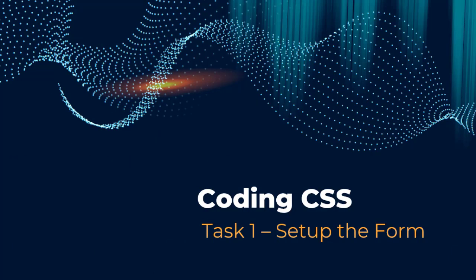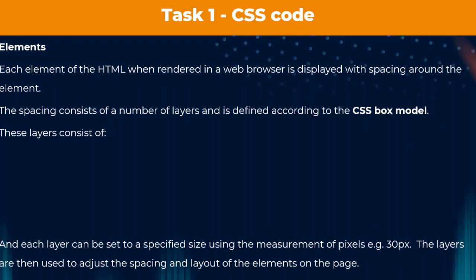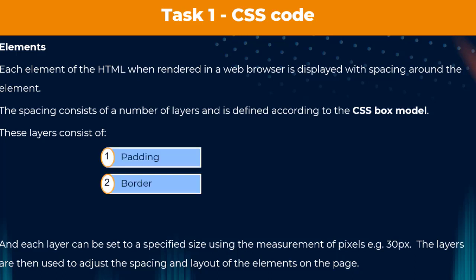The next thing to do is we want to set up the form. Now, in setting the form, we must be aware of the elements of that form. And when we consider an element of the form, we also have to consider the spacing around the element, because this spacing consists of a number of layers and is defined according to this system called the CSS box model. And there are 3 layers to consider. The first layer is padding, then we have the border, and then we have the margin.